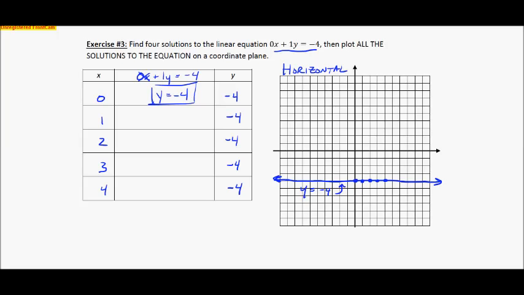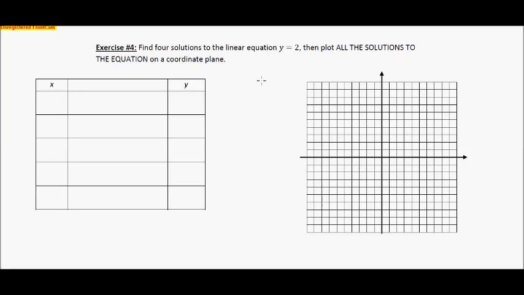I'm just going to turn that off and turn this next one on, and as you can see, this equation is already simplified for us. It says find 4 solutions to the equation y equals 2. And again, well, y has to equal 2. The equation tells me that. So I'm just going to put 2's right down the line here. And there are no x's in the equation at all, so I can put anything I want in for x.